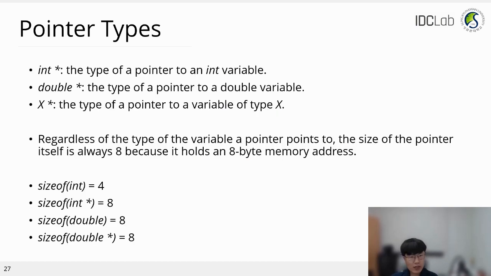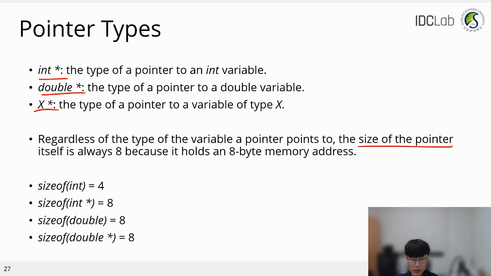So in summary, int star means the type of a pointer to an integer variable, and double star is the type of a pointer to a double variable, and in an abstract way, x star is the type of pointer to a variable of type x. X can be double, character, long, integer, float, or structure types. And regardless of the type of the variable a pointer points to, the size of the pointer itself is always 8 bytes because it holds an 8-byte memory address.